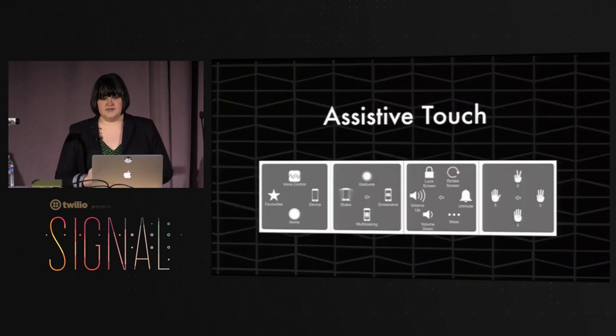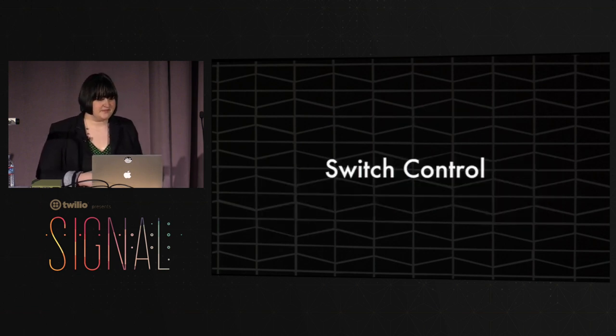The first one is AssistiveTouch, and this is really great for people who have difficulties pressing hardware buttons or performing gestures. So all they have to do is actually tap which gesture they want performed. And if you had an iPhone 4 or 4S and your home button stopped working, you might have actually used this to use your home button again.